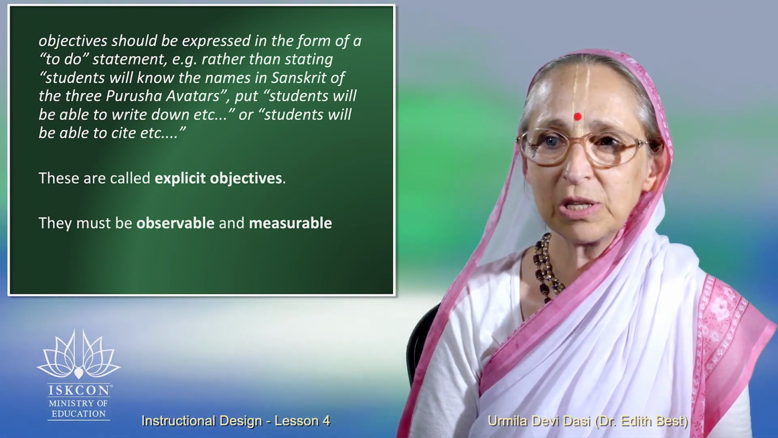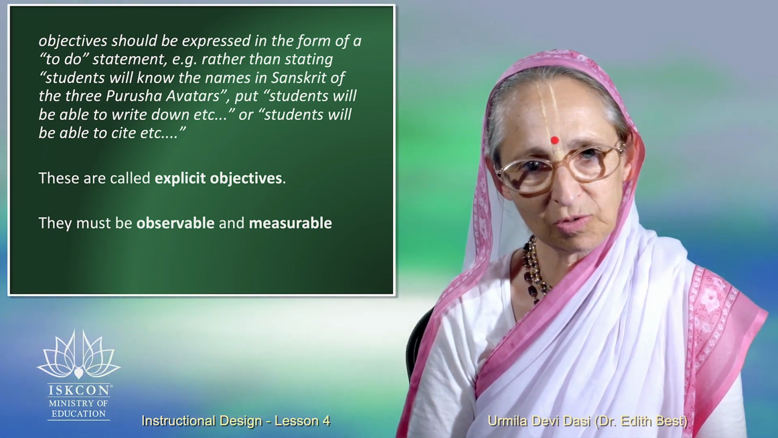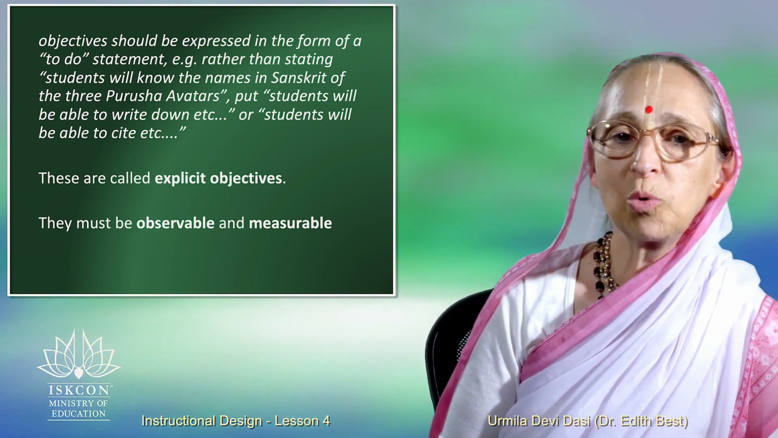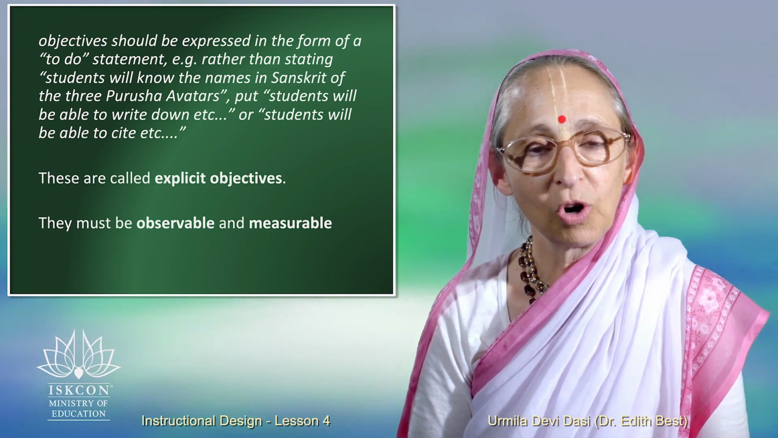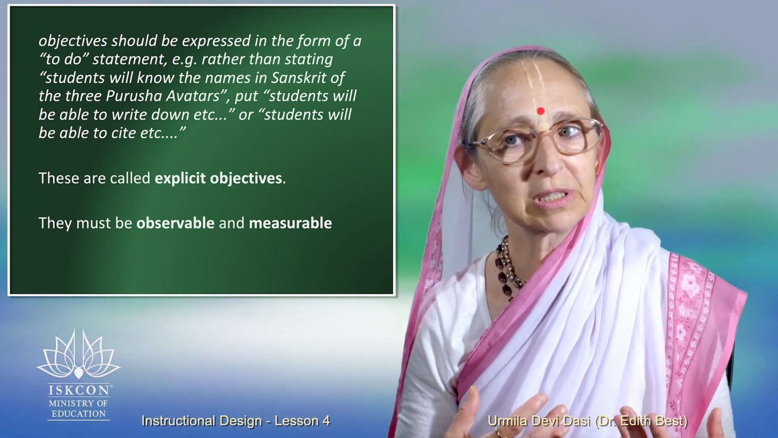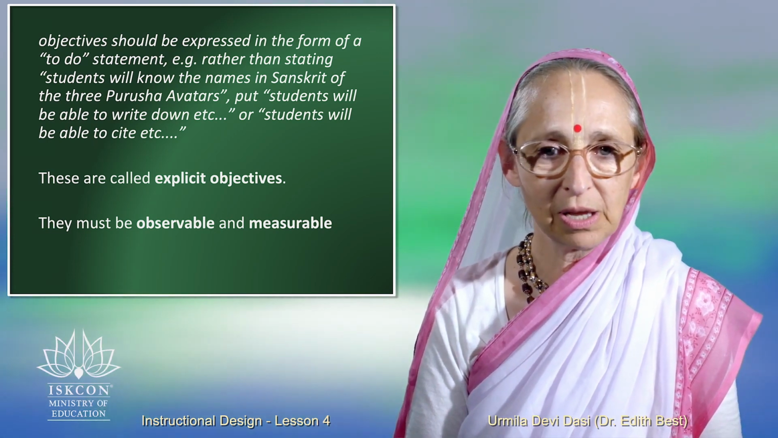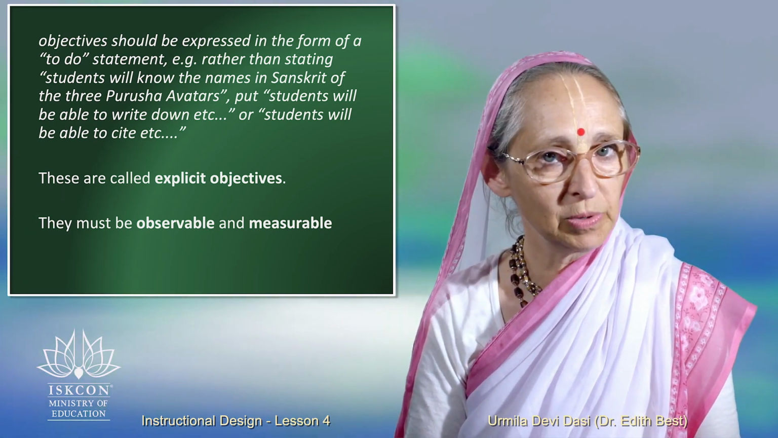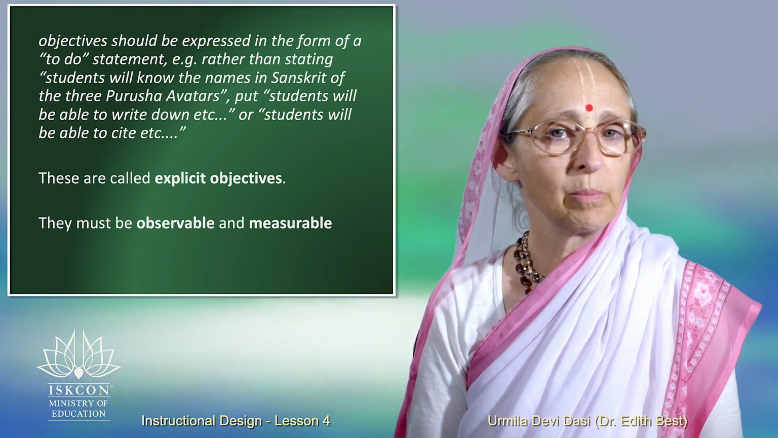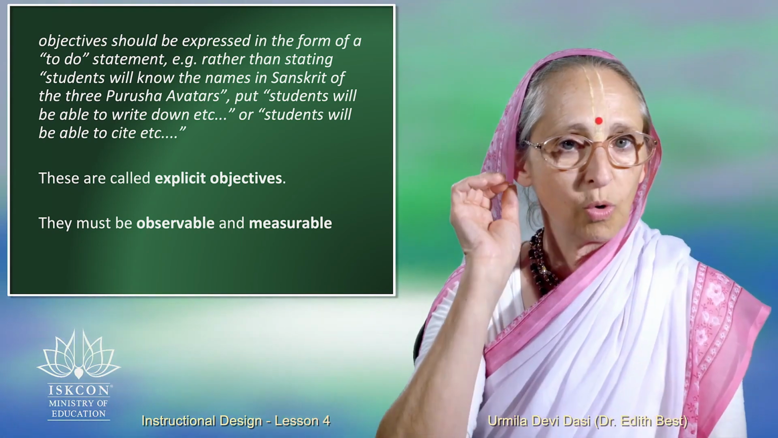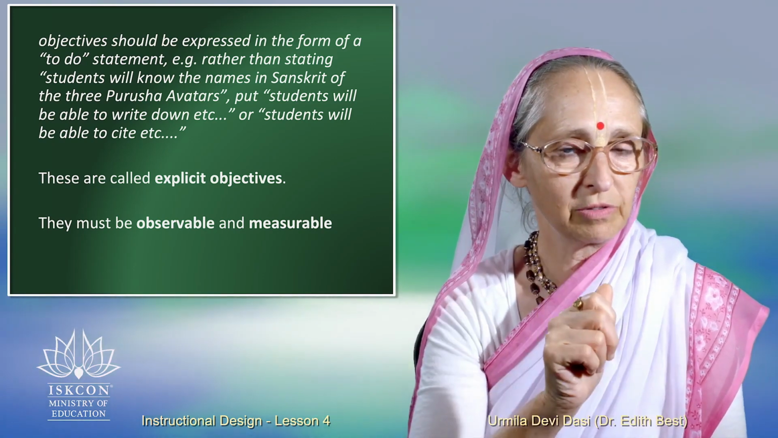Not students will know the names in Sanskrit of the three Purusha avatars, but students will be able to write down, or students will be able to cite. These are called explicit objectives. They must be observable and measurable. By observable means something that you can see with a camera or you can hear with a microphone.